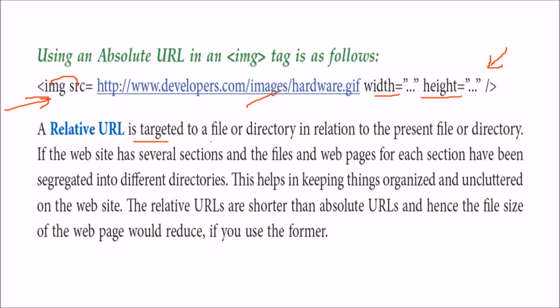So this is very targeted to a file or a directory, and this is in relation to the present directory or the present file or directory. So it is related to where you are. If the website has several sections, the files and web pages for each section have to be placed in different directories, and this keeps things organized and uncluttered. You cannot have just one folder with all the files inside. You ought to have different folders where you can keep related files. These relative URLs are quite a bit shorter than absolute URLs, so the file size of the web page will also reduce.